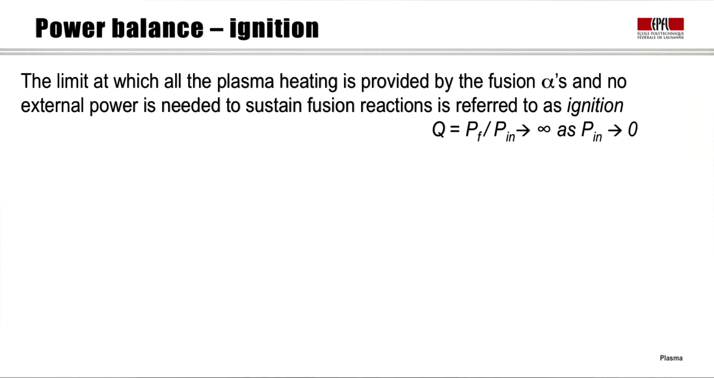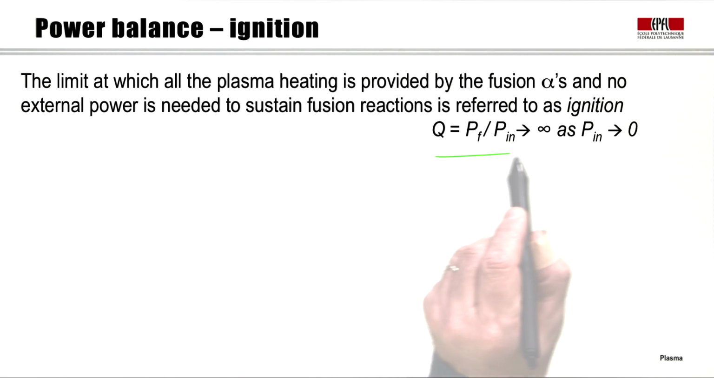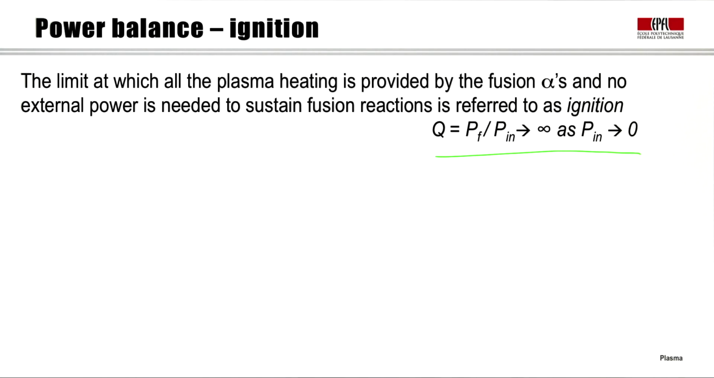Let's look at the ultimate limit, which we refer to as ignition. That's the limit at which all the plasma heating is provided by the fusion alphas and no external power is needed to sustain the reactions. In a quantitative manner, we can define that as Q, which is the ratio of fusion power to input power, going to infinity, or as the input power goes to 0. Let's translate this into an expression for n tau.